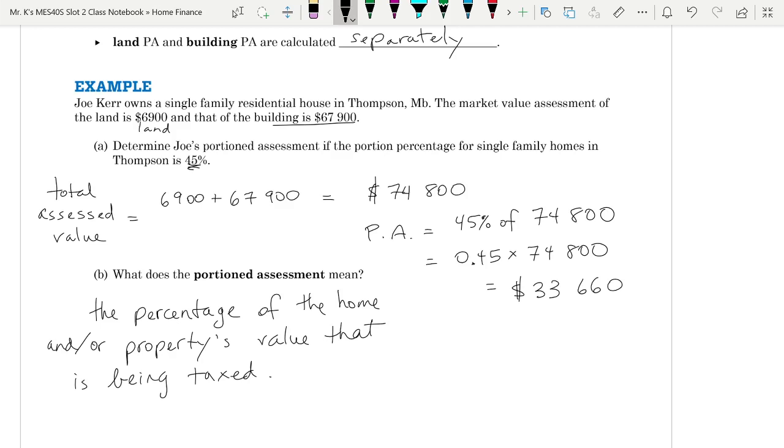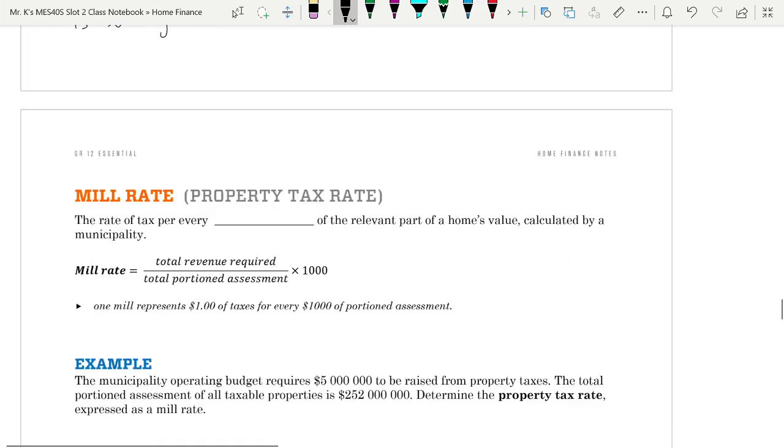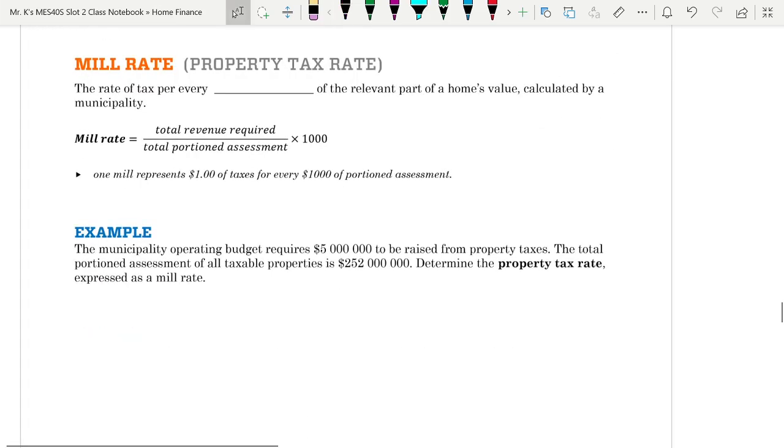Now, how do they actually calculate what the actual tax is? Well, it depends on the rate at which you're being taxed. You're being taxed on $33,660 worth of property if you're Joe Kerr. Now we got to figure out the property tax rate. The technical name for this, which you've probably seen if you've ever noticed a newspaper article about property taxes, is the mill rate.